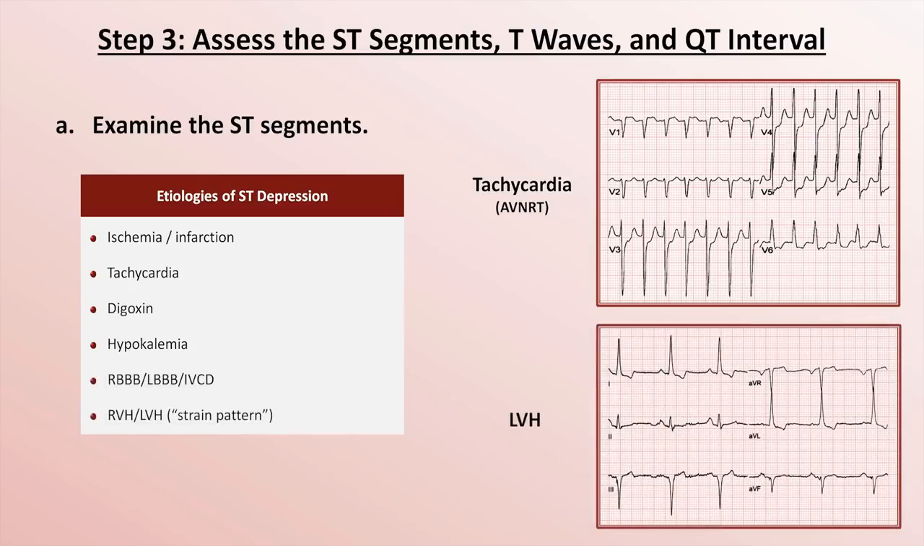ST depression due to the last two is usually referred to as secondary repolarization abnormalities, since the reason that the sequence of repolarization is abnormal is the abnormality in depolarization. The others are referred to as primary repolarization abnormalities.